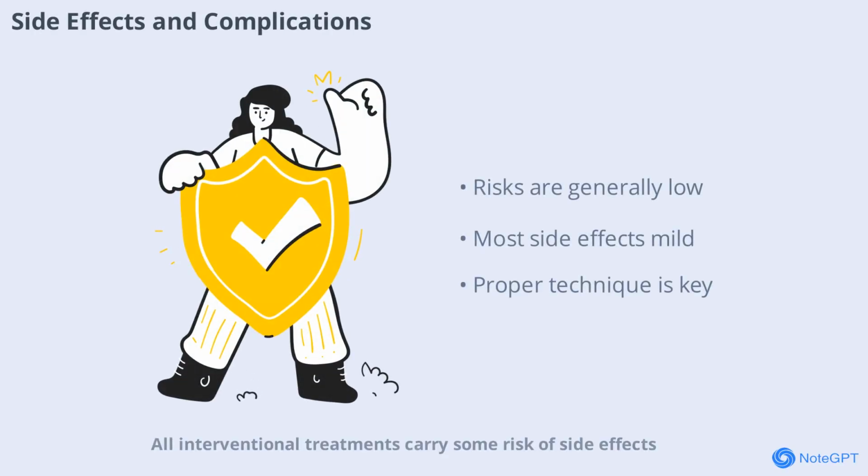All interventional treatments carry some risk of side effects. Corticosteroid injections may cause temporary pain, swelling, or rarely infection. Repeated injections can reduce cartilage volume. Hyaluronic acid and PRP injections are generally safe, with mild short-lived side effects. Radiofrequency ablation may cause transient numbness, bruising, or rarely burns if not performed correctly. Careful patient selection and technique minimize these risks.